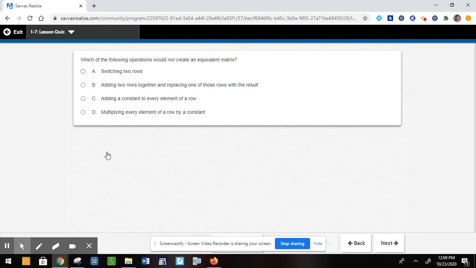You can switch two rows. You can add rows together and then replace one of those rows with the result. Adding a constant to every element of a row is not something you can do. Multiplying every element of a row by a constant is something you can do. So C would be your answer there.